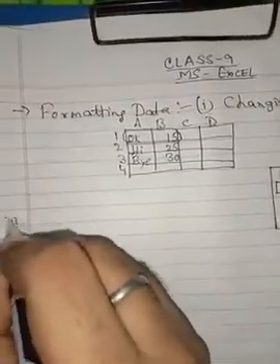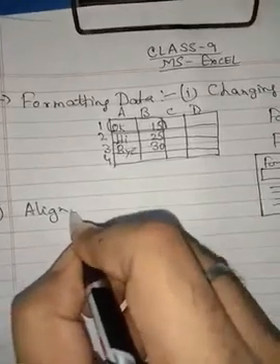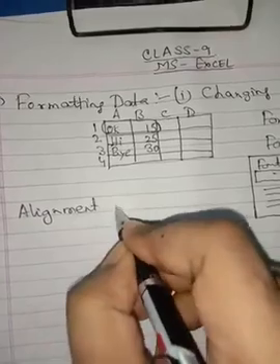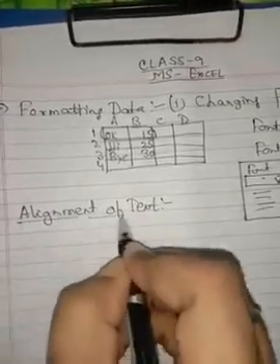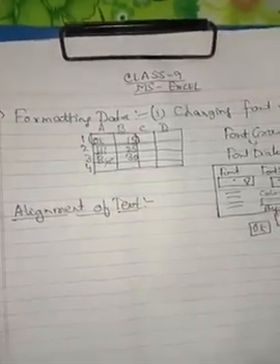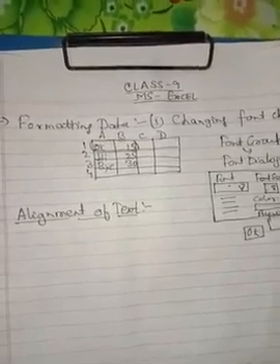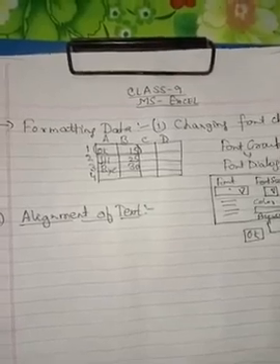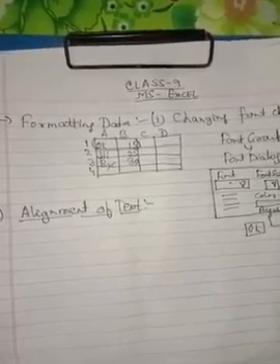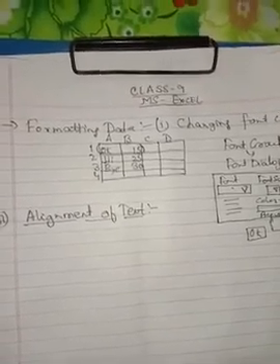Now comes the topic alignment of text. The second formatting data option is alignment of text. Alignment places the text or numbers neatly to the margin of the cell. We have already discussed much about the alignment in MS Word. So here we will be just having a quick recap of alignment. We will not be going into a brief description as I have already explained it in the MS Word topic.